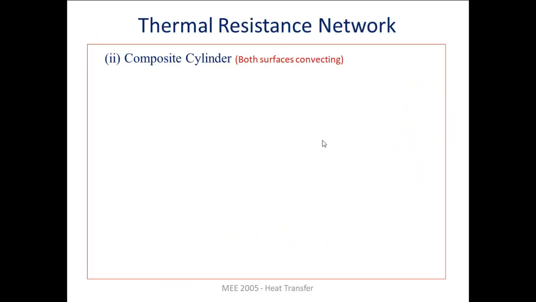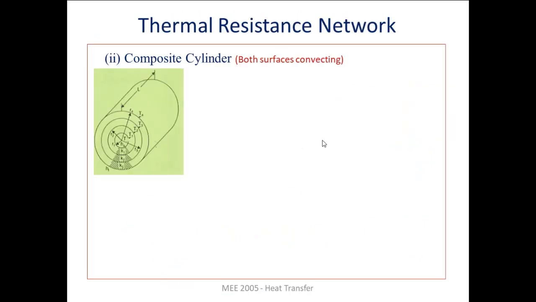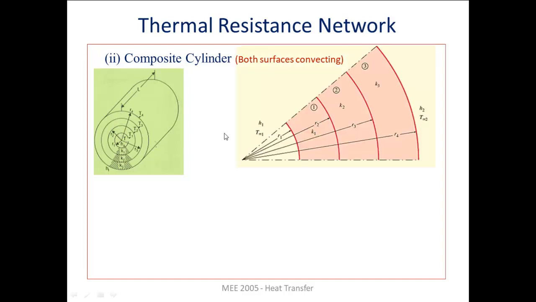Coming to the composite cylinder, now let us consider a composite cylinder. There are three cylinders in this: inner cylinder, intermediate cylinder and outer cylinder. So this diagram shows you the inner radius of the inner cylinder is R1, the outer radius of the inner cylinder is R2, which is equal to the inner radius of the second cylinder. Like this, we have radius R1, R2, R3 and R4, and we are having perfect contact between these surfaces.